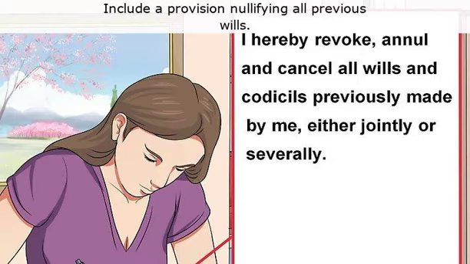Step 4. Include a provision nullifying all previous wills. This type of provision will ensure that any previous wills that you may have written are no longer valid. Use this statement: I hereby revoke, annul and cancel all wills and codicils previously made by me, either jointly or severally.